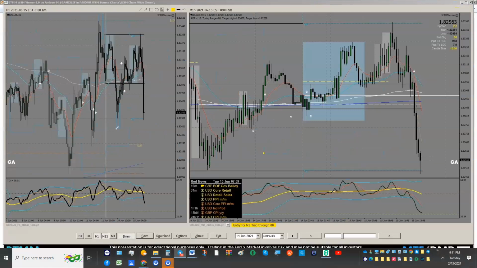Moving on to our H1 and M15 chart at 8 a.m., Tuesday the 15th of June. Additionally, we can see a bit of an outside structure here the prior day.